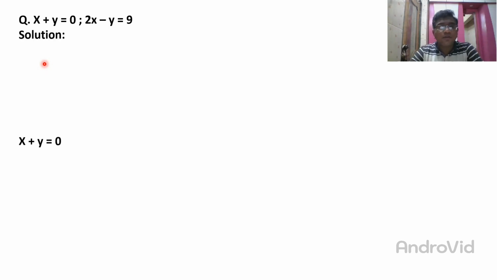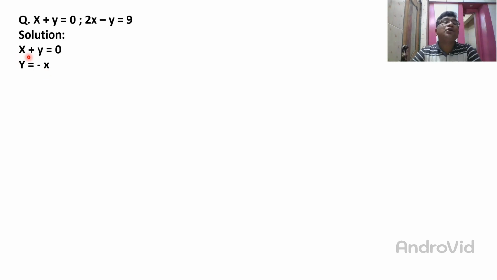So here, first, it is given x plus y is equal to 0. So x plus y is equal to 0. Here y stays as it is, but this x can go across the equal sign. So this x can go across to the other side. So this plus x becomes minus x. So we are getting y is equal to minus x.